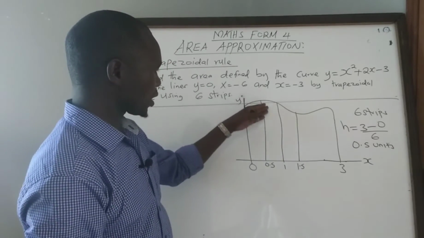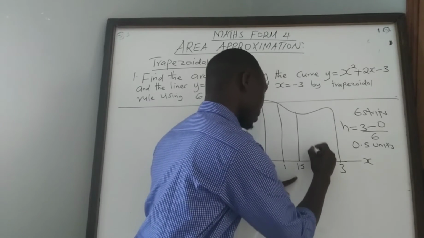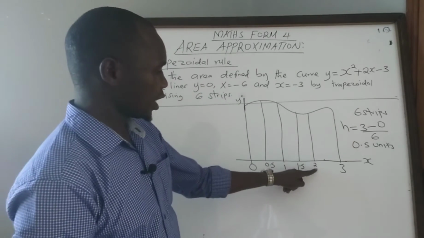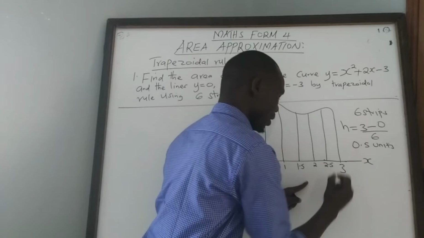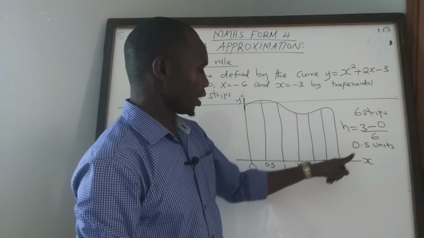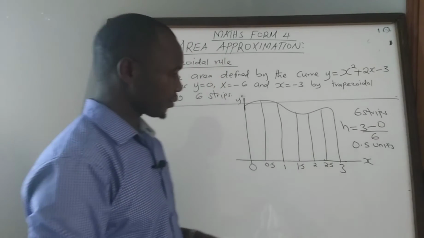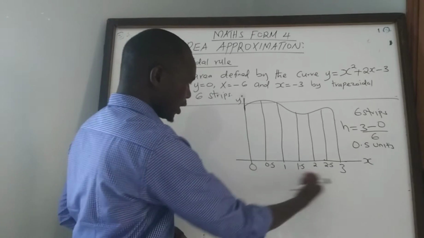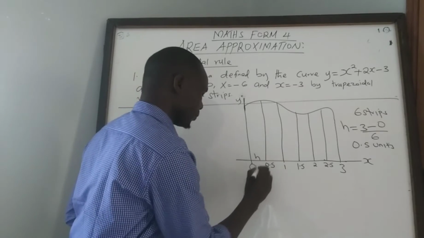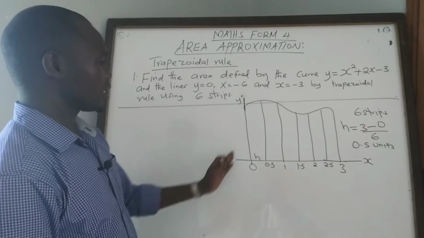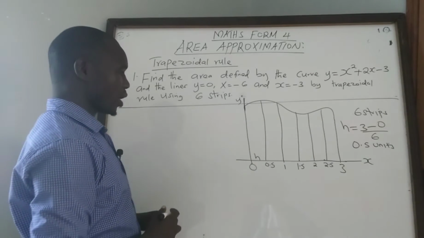You can see these ones are trapeziums. Then 1.5 plus the height gives 2. That is where we have another one. Then 2 plus 0.5 gives 2.5. And 2.5 plus the height 0.5, sorry, gives 3. From there, these values of x represent our height, and the vertical lines on the y-axis represent our values, that is, the y values.